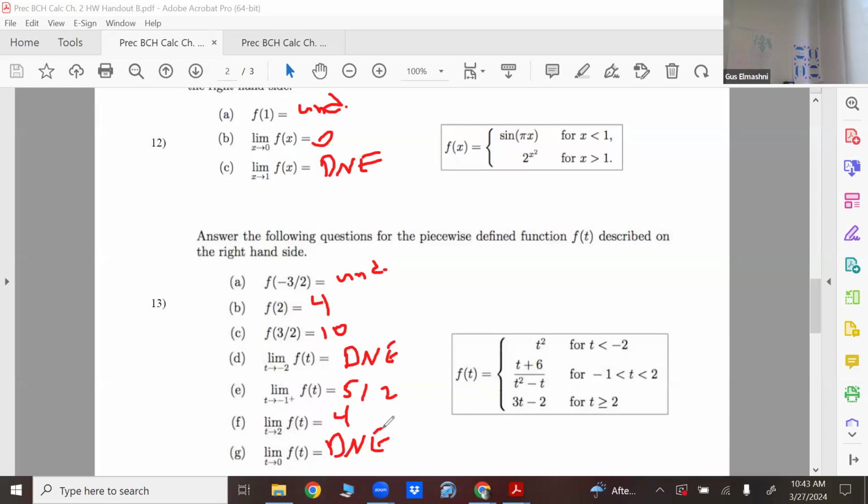For E, that's 5/2. I put -1 from the right side. Yeah, just plug it in. You get 5 over 2. For F, plug in 2. Left and right sides, they both equal the same thing. So they actually agree with each other. So that's good. The left-hand limit equals the right-hand limit.